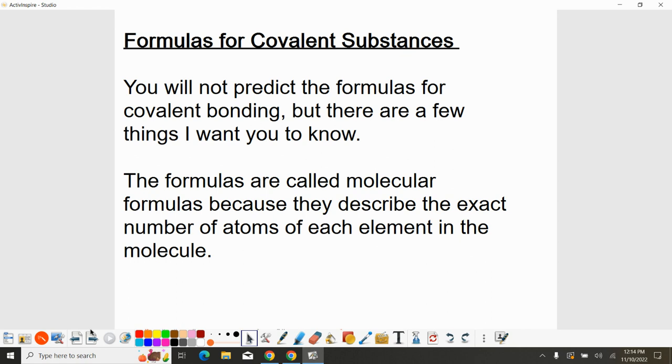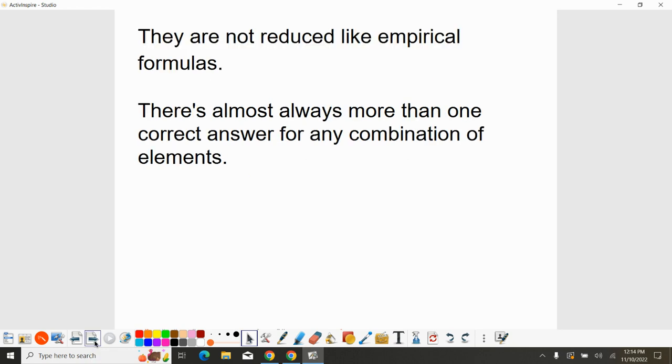So again, for the ionic ones, it's an empirical formula because all we care about is the ratio. NaCl, for example, that's just the ratio that you have in that particular substance. It's 1 sodium for every 1 chlorine. In water, we use a molecular formula because it's covalent, H2O. It tells us there are specifically 2 hydrogens and 1 oxygen in each molecule. We do not reduce molecular formulas because we want to know the actual numbers.